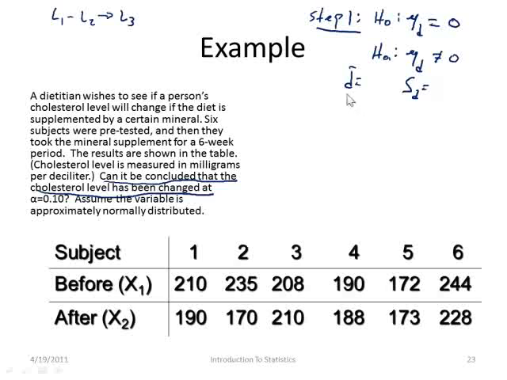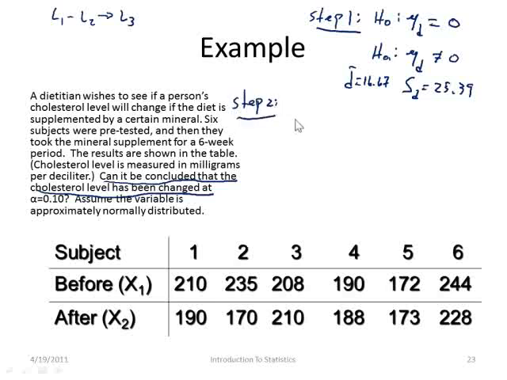So for D bar, I came up with 16.67, and S sub D is 25.39. Do we concur?